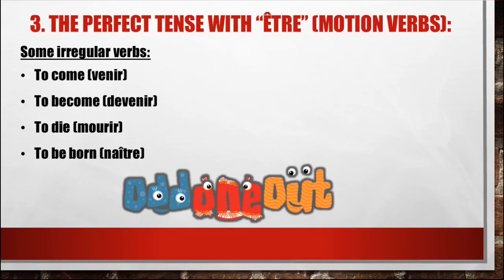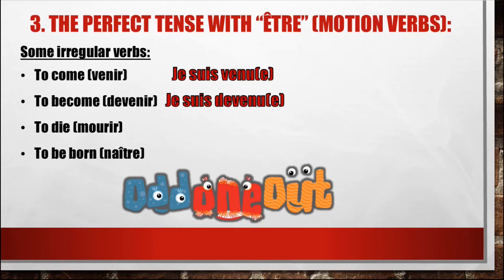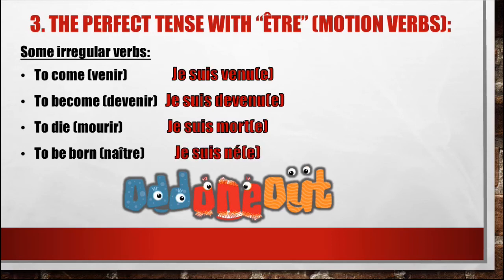Now, just like for the first one with avoir, there are also some exceptions here with the être ones, with the motion verb. So to come, as you can see in French, is venir, so it ends in ir, so theoretically it should become I, but in this case it's a U. And then the same devenir becomes je suis devenu, to die, so I died, je suis mort, to be born, so I was born, je suis né.